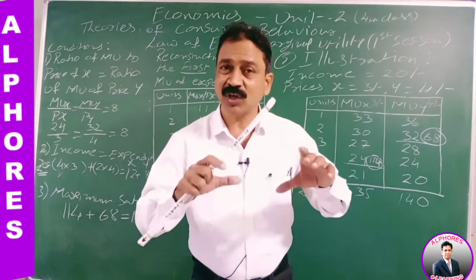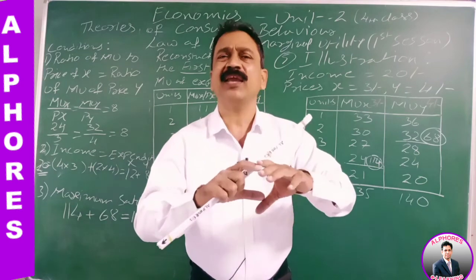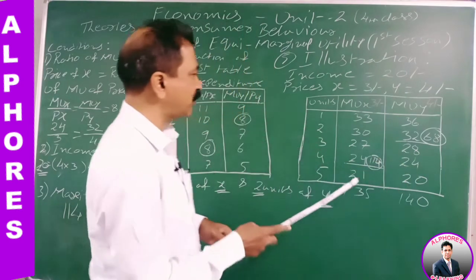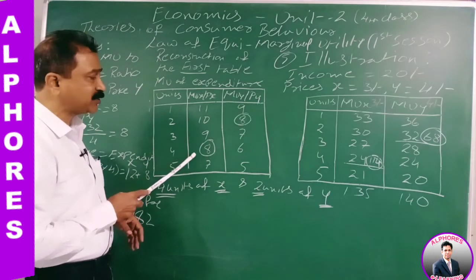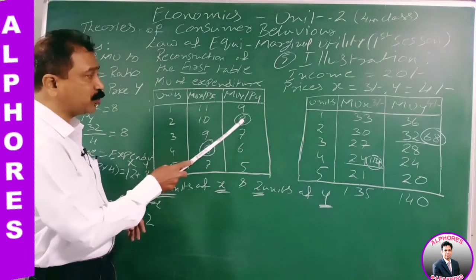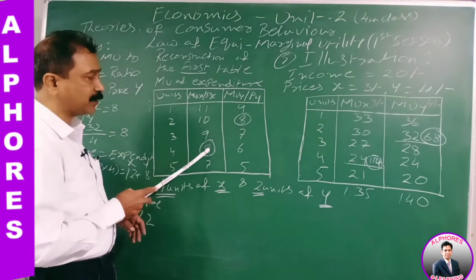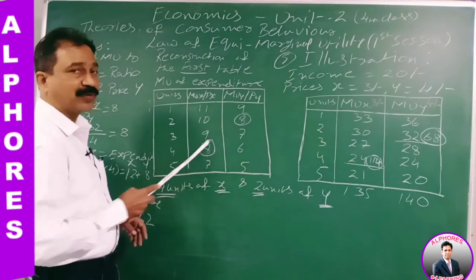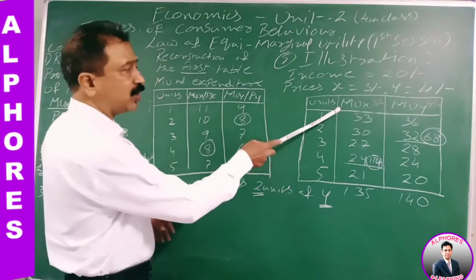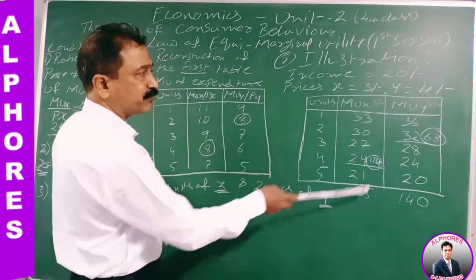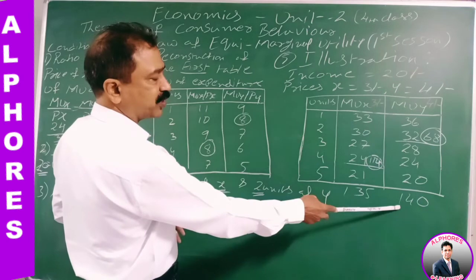By spending his last rupee, he wants the equal marginal utility. Here you have seen that by spending his last 2 rupees, last 1 rupee here, and before that here, he is equalizing the marginal utilities. With that he is maximizing the satisfaction. If you go for all X commodities, you will get less. All Y commodities, you will get this much, 140.